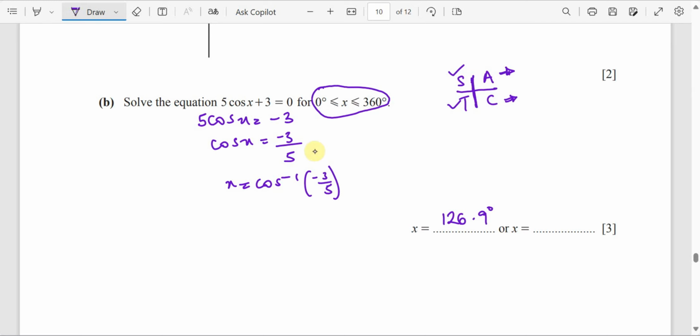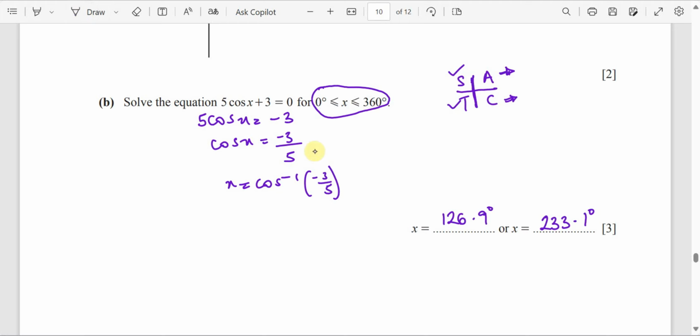And if you check our answer to this one, you can see that it's already giving us an answer in the second quadrant. So for the second answer, you can just do 360 minus this, and that would give us 233.1 degrees. So you can see that the answers here actually fall within the quadrants where cosine is negative.